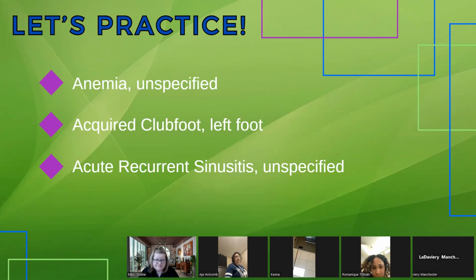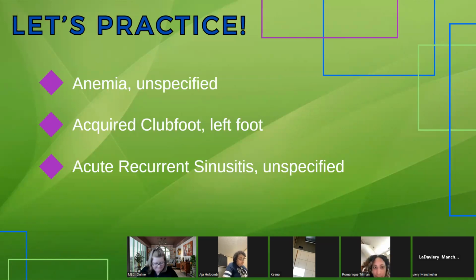Sinusitis, right? Right, that's exactly right. That's the illness our patient's dealing with that day. It's going to be on page 429 in the alphabetic index. 429. Okay, there we go.